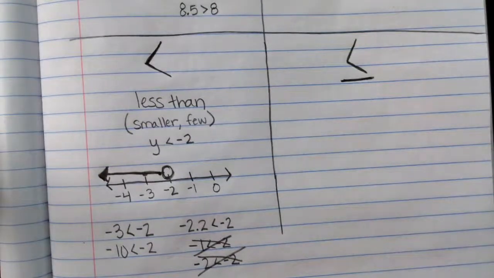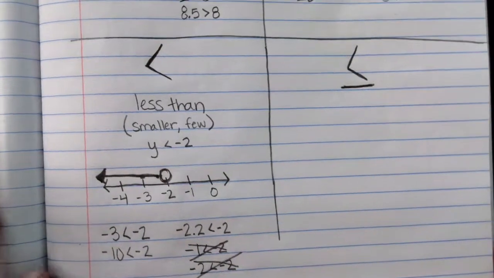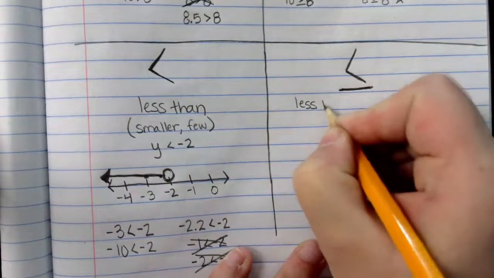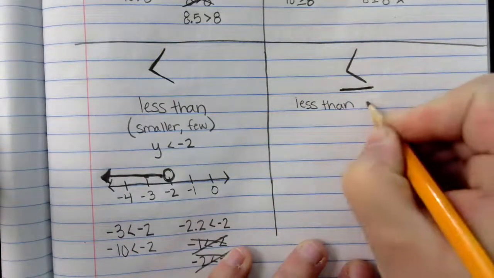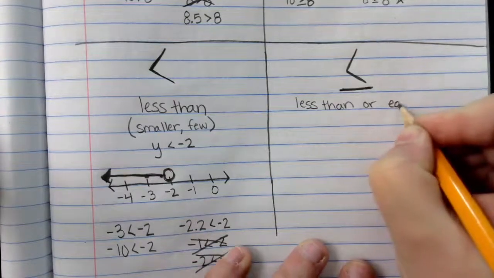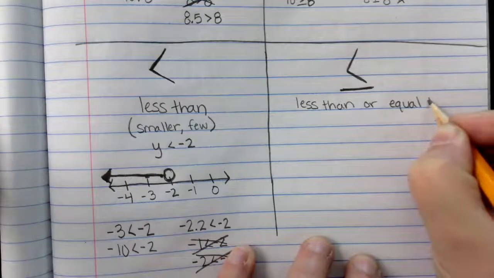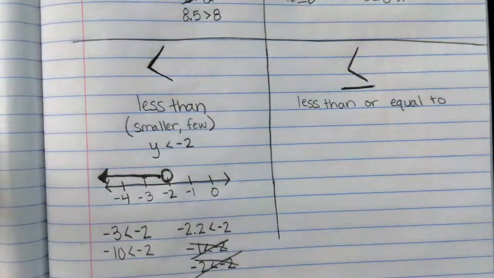All right, what does this sign mean? Less than or equal to. Because something can't be smaller and the same at the same time. Can someone be the same height as me and be smaller than me at the same time? No. Okay, so it's less than or equal to.